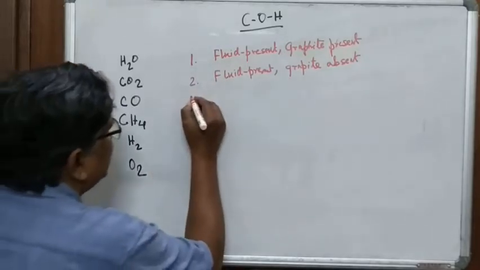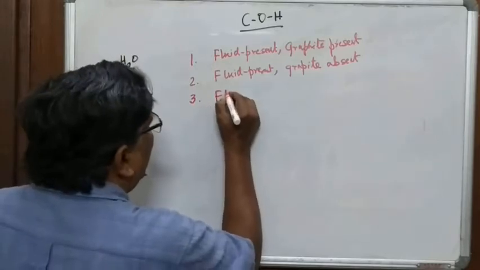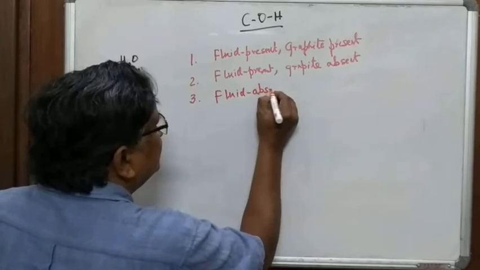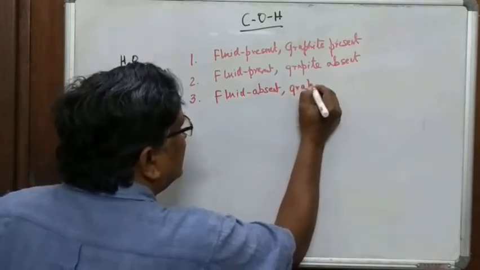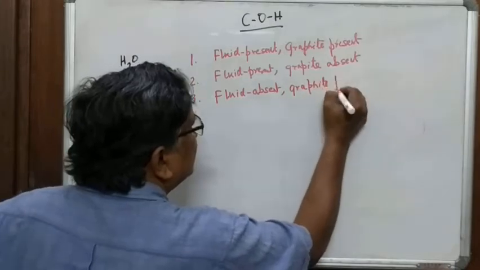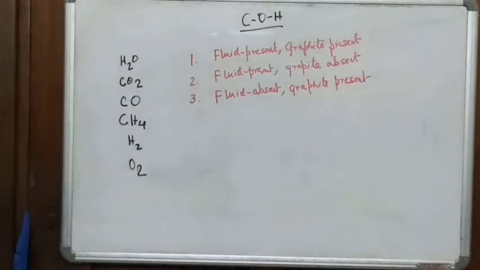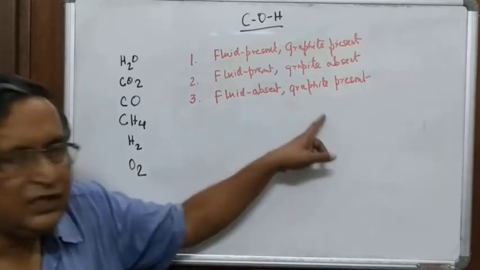And we can take case 3 where you have fluid absent, graphite present. Fluid absent, sigma xi fluid is less than 1, but graphite is present. Activity of C equal to 1.